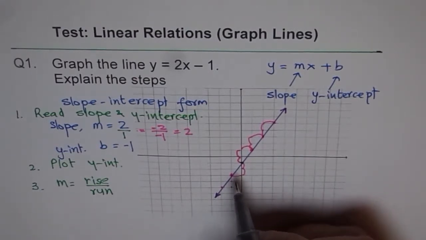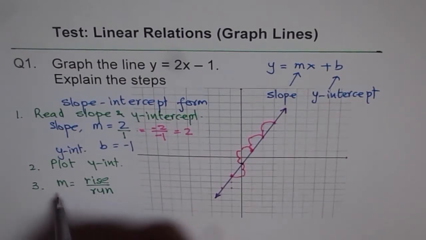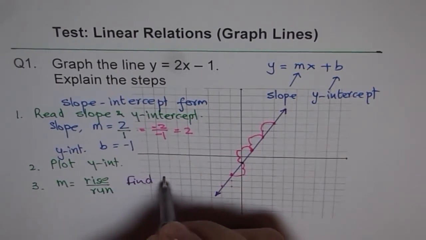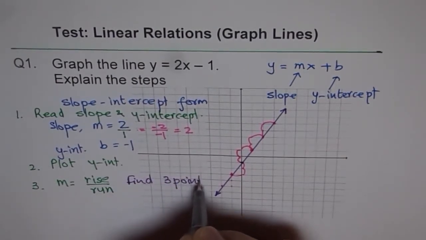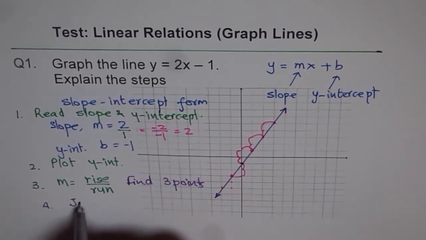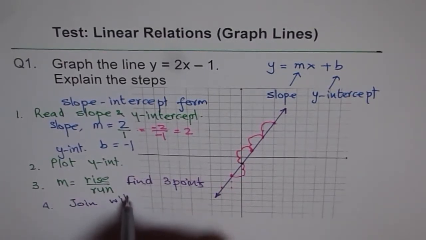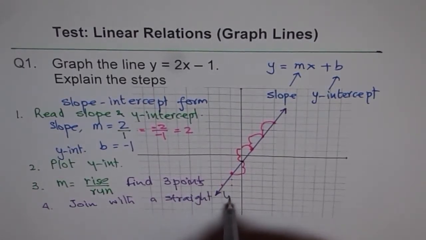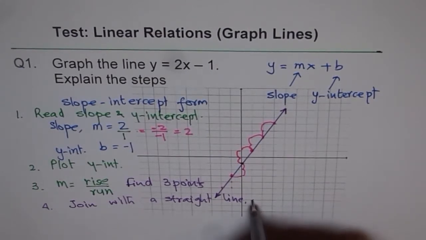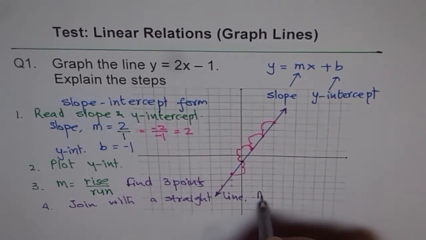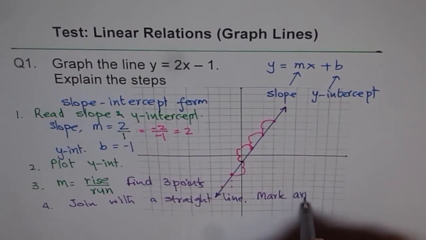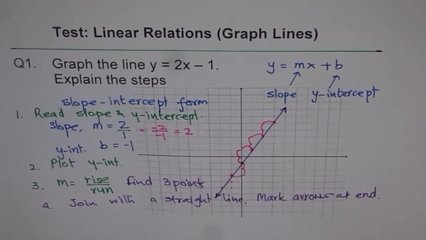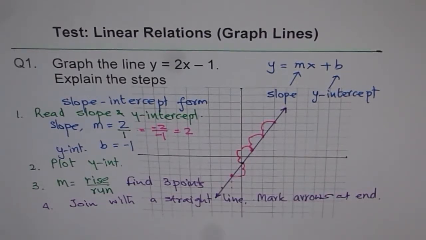So it's so simple. So find more points using rise over run. Find, I will say, at least 3 points, right? Find 3 points. And step number 4 is join with a straight line, right? And mark arrows at the end, right? So that is how you're going to plot a line.